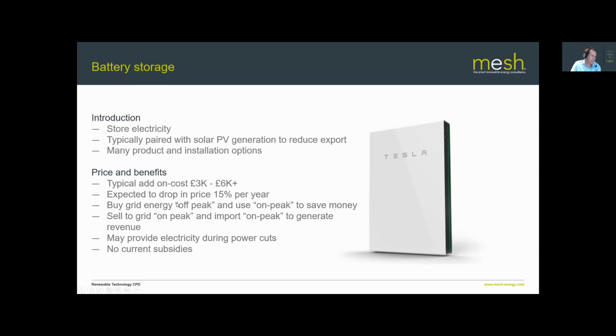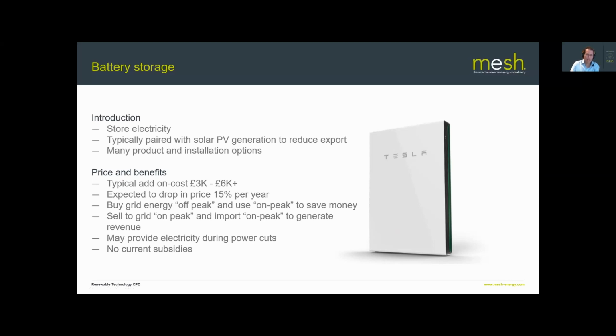But yeah, we're expecting prices of batteries to drop 15% a year. That is probably a bit on the generous side, bearing in mind what inflation is doing. But that's the kind of rough direction of travel we can see. And currently, there are no subsidies for batteries.